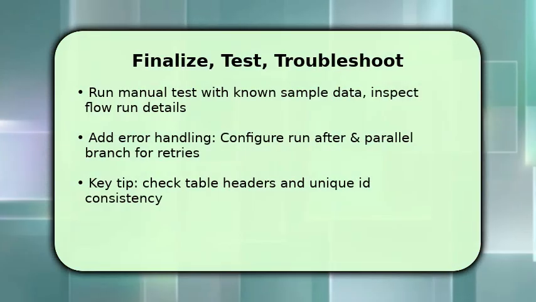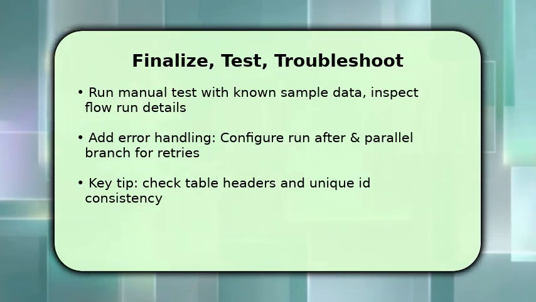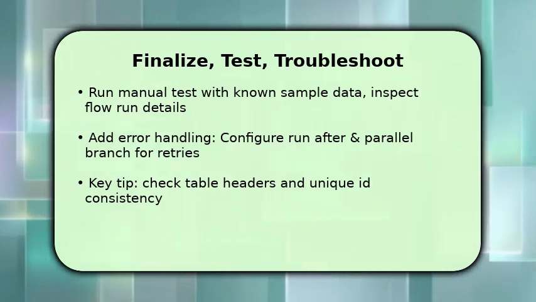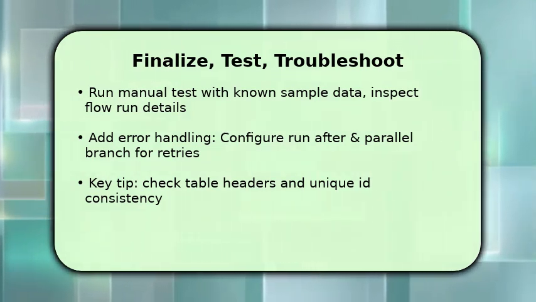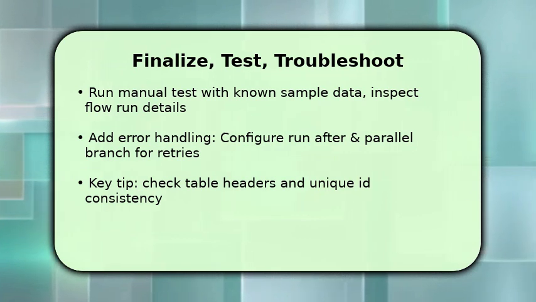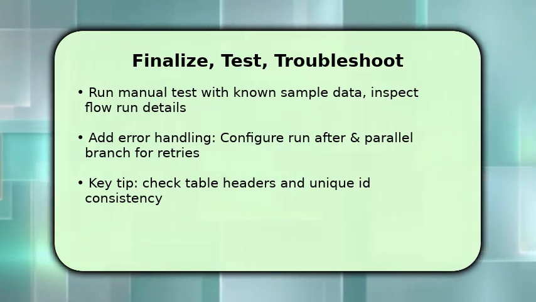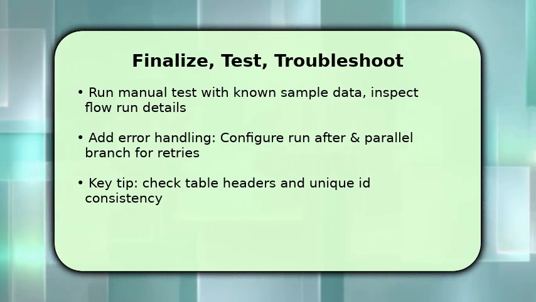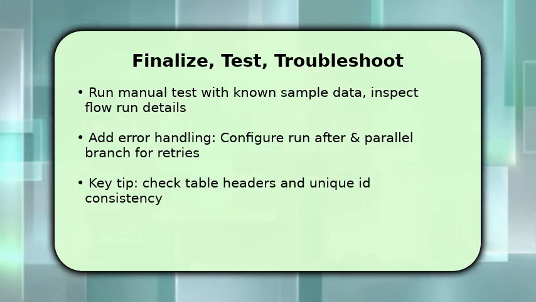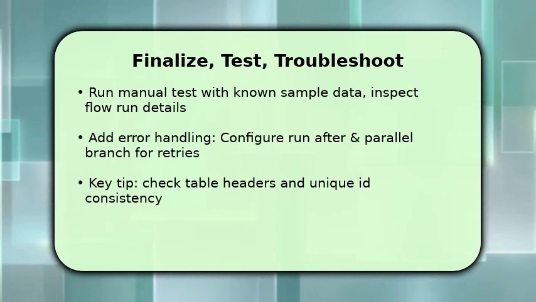To finish, save and run a manual test using a known sample record so you can inspect run history and output step by step. Once green, add error handling, configure run after conditions, and a retry branch for transient failures. Make sure to set concise success/failure messaging for monitoring.